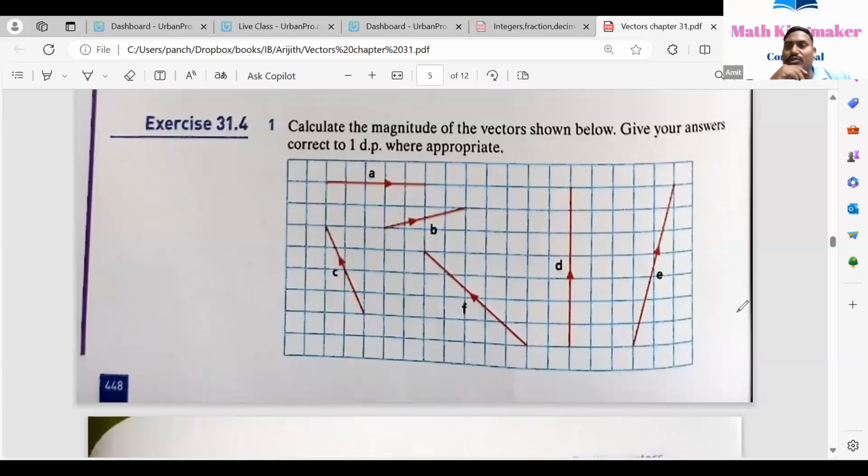The square root of 5 square plus 0 square, how much is it? It's 25, so it's 5. Okay, what is the magnitude of b? What is the vector, first of all?